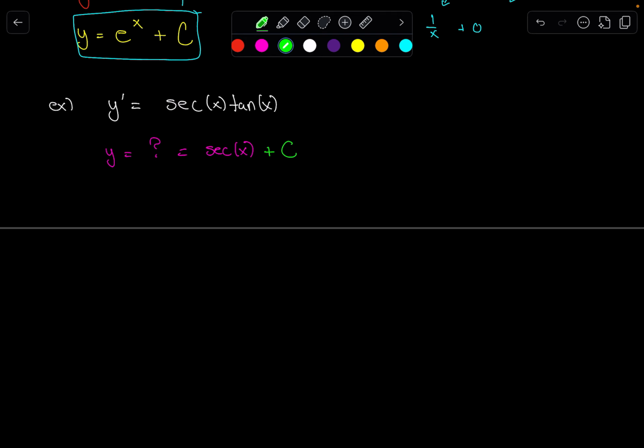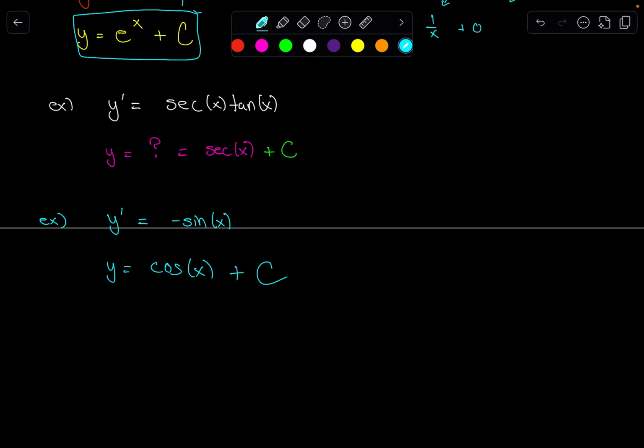Not too bad. Let's see, what if I give you that the derivative is equal to negative sine of x? What is the antiderivative? Well, what function has a derivative of negative sine of x? That's going to be cosine of x plus some constant c.